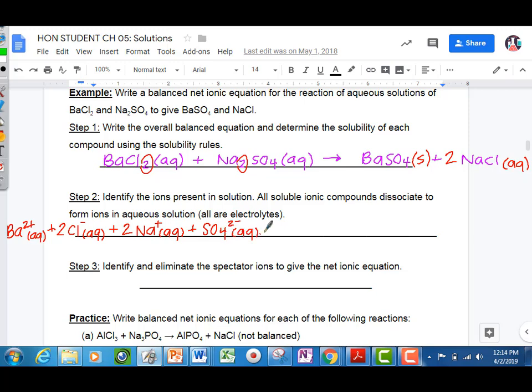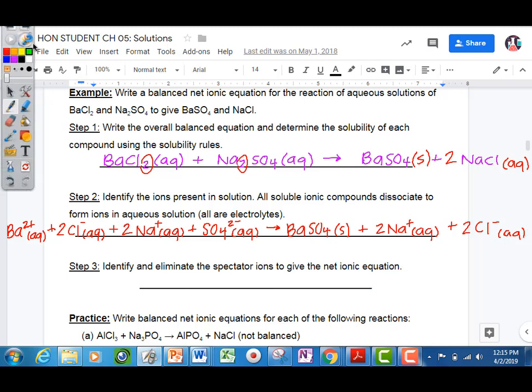That's aqueous. That's going to produce me, I'm not going to separate the solid, right? Because as a solid, it's not going to dissociate. So I'm just going to write BaSO4 solid, plus, now I've got to deal with that coefficient. That coefficient means I have 2 sodium ions that are aqueous and 2 chloride ions that are aqueous.